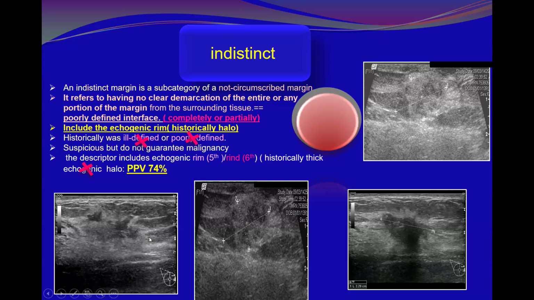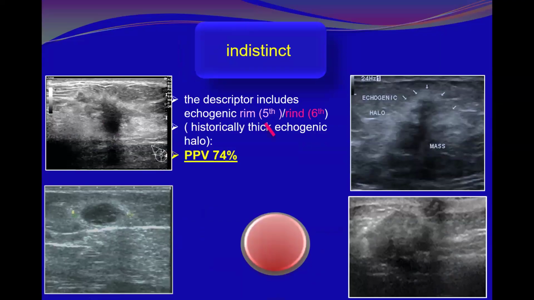the hyperechogenicity surrounding the lesions. You see, this is an image from the literature. It seems to be old because they label it here as echogenic halo. You see, that is the echogenic halo, no longer used.